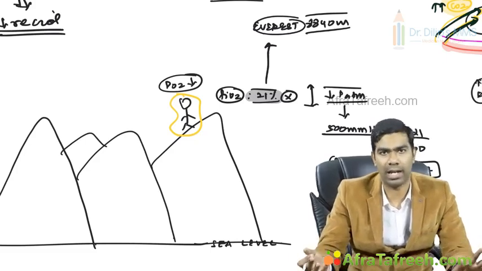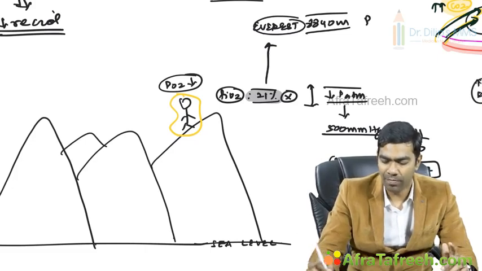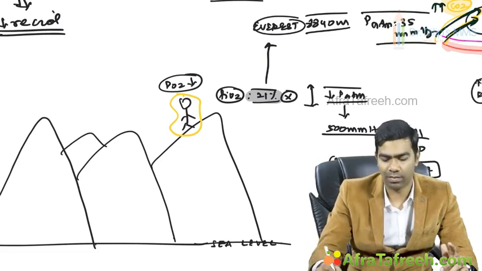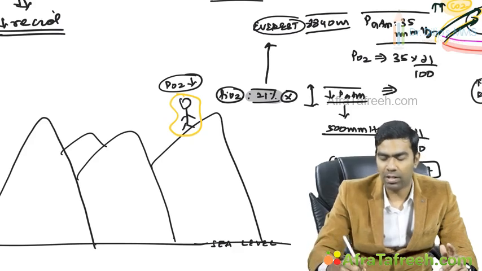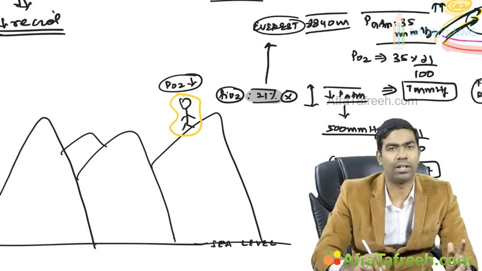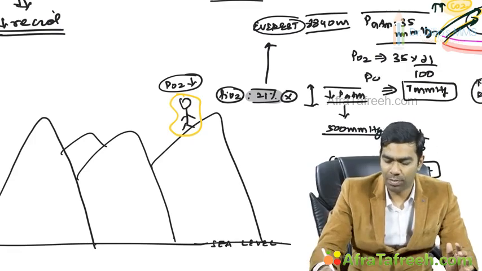If you go to that height, the partial pressure of the atmosphere itself will be somewhere around 35 millimeters of mercury only. In that, the partial pressure of oxygen will be 21% of this 35, which I feel is around 7 millimeters of mercury. That's it. This is the partial pressure of oxygen that you will be breathing.